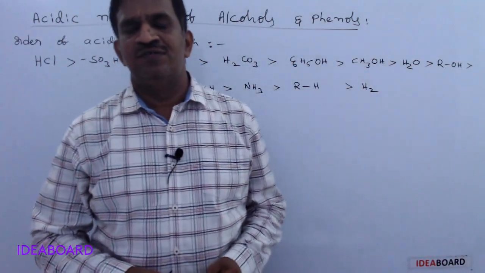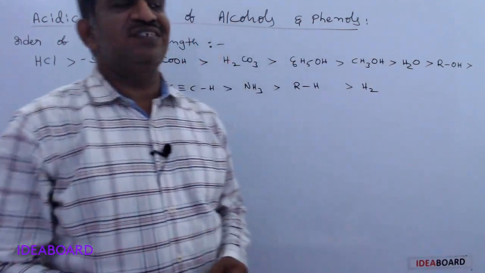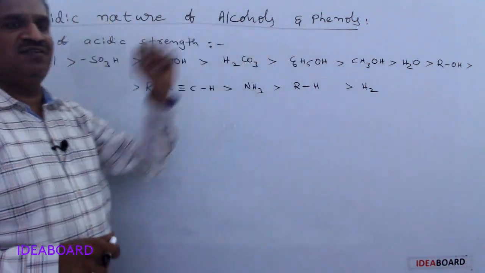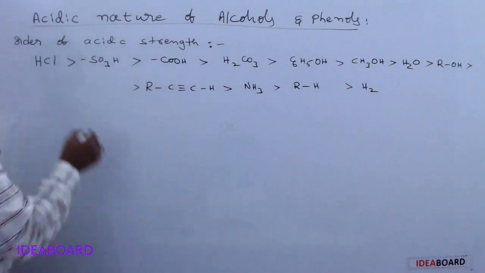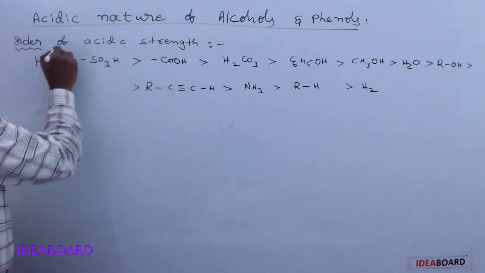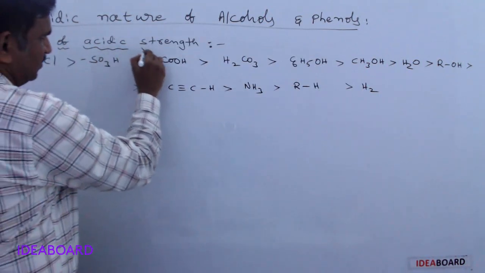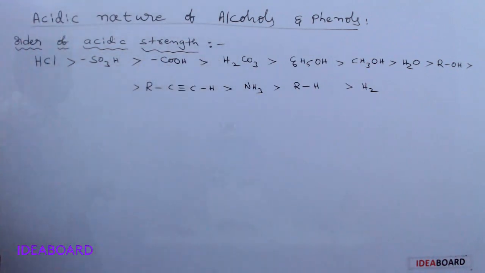Hi students. Today I want to explain about the acidic nature of alcohols and phenols. In this first one is the order of acidic strength of different compounds.